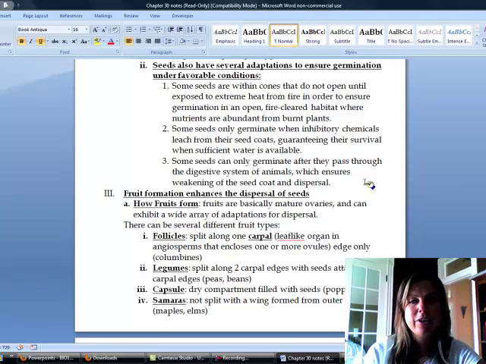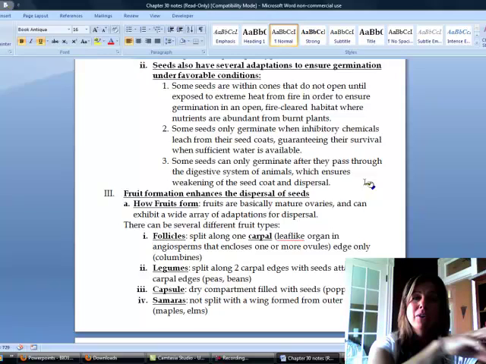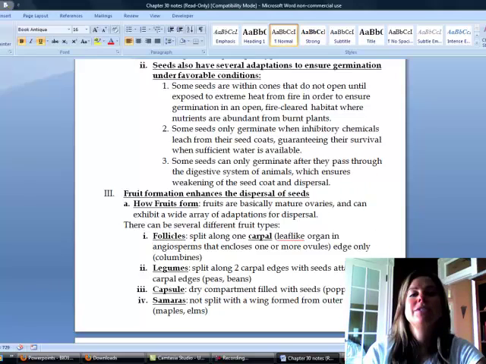Now, if you think about that, it's going to go through the digestive system. What's it going to come out in? A huge pile of fertilizer. Lovely. And the other thing is that animals probably aren't staying still. It's probably going to a new location, which plants love because they want to get in as many locations as possible. So those are those three things that they can do that's kind of crazy to ensure their germination.